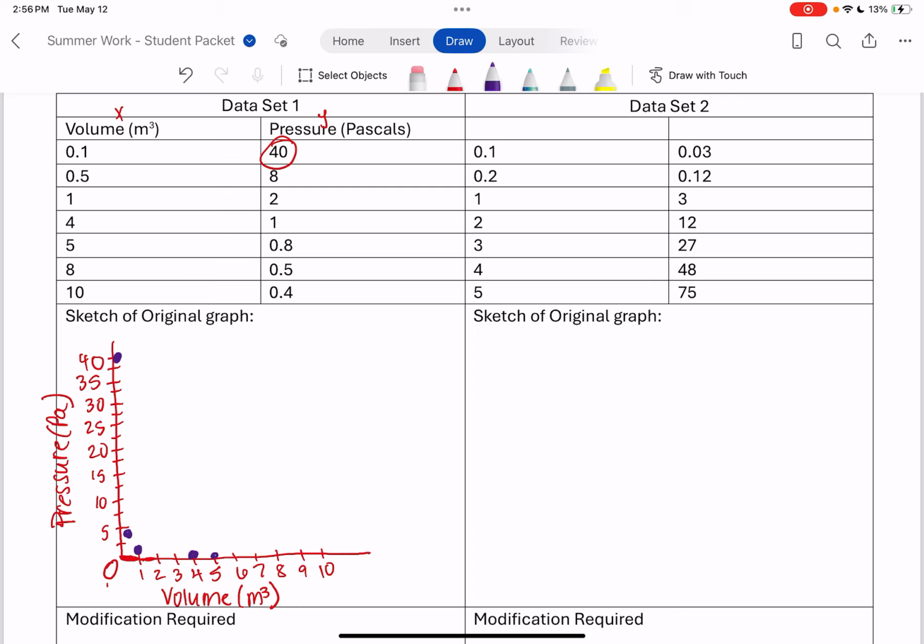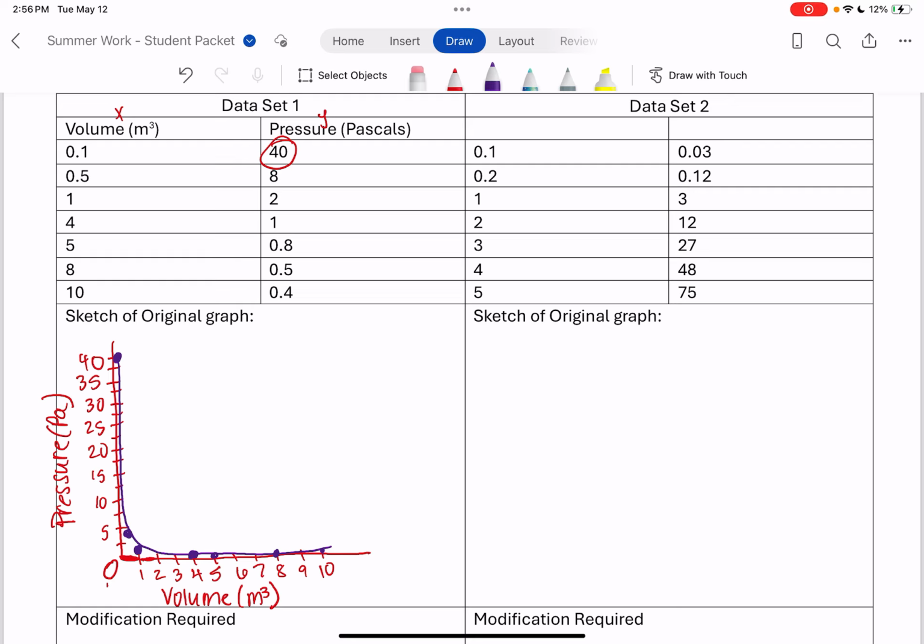You can hardly even tell it's getting closer to 0. That's okay. 8 and 0.5, and then 10 and 0.4. It looks like a flat line. If you had Excel or something, then it would do a much better job of graphing this. But let's look at this relation.